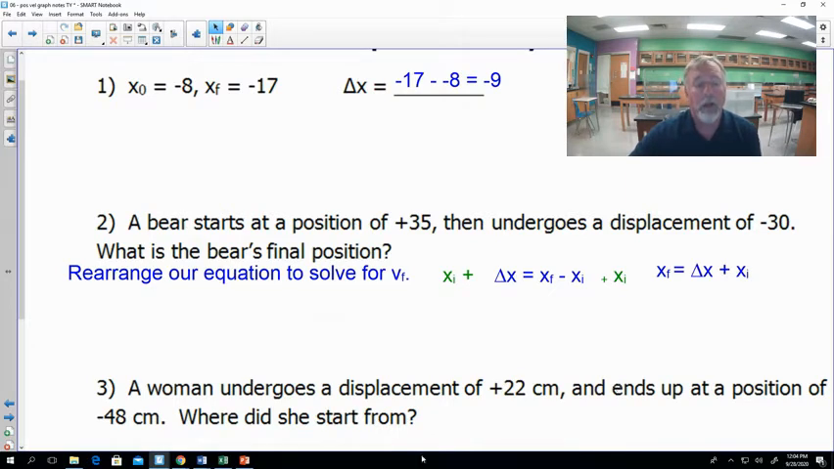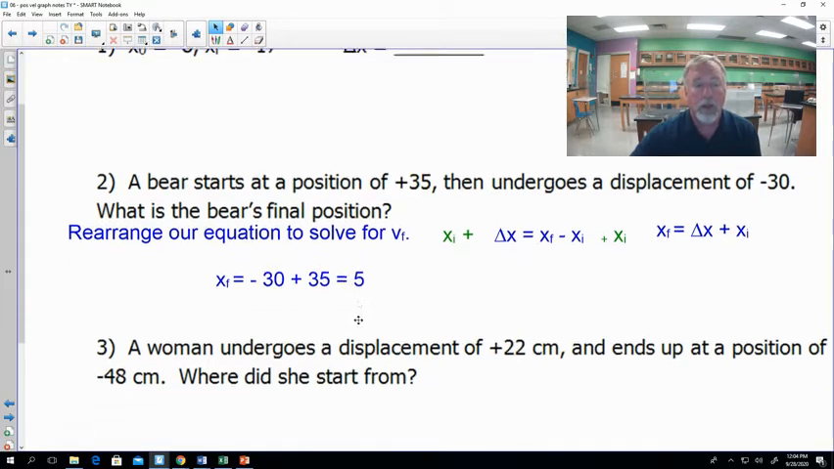Let's plug in the values they gave us in the problem. Negative 30 is our delta x, our displacement. 35 was our starting position. So we add those two together, and what's your final answer? It's 5. Notice that it's a positive 5, so the bear is still in the positive direction from what we defined as our origin. Let's look at another one.